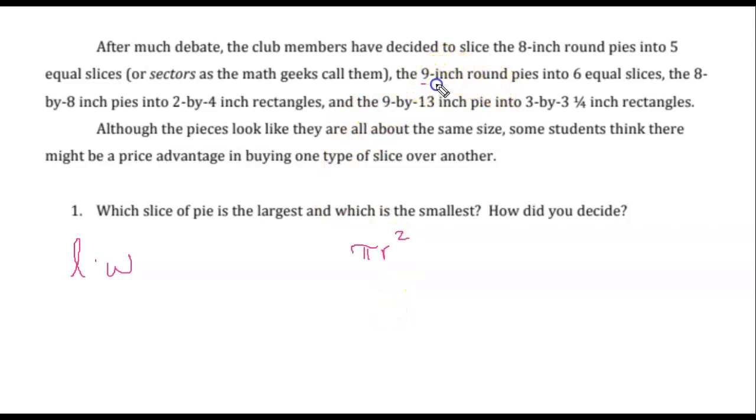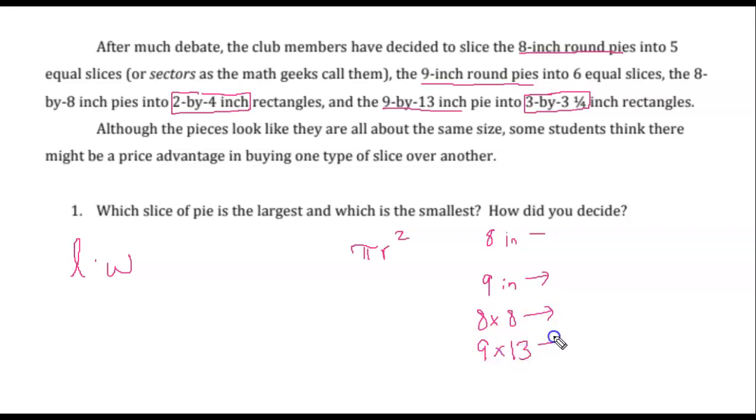Our round pie pans, we have a 9-inch round pie pan and an 8-inch round pie pan. And then we have a square and a rectangle, which are both rectangles. One is a 9 by 13-inch rectangle and the 8 by 8-inch pan, but we know the slices are 2 by 4 inches and 3 by 3 1/4 inches. So we want to compare each one of these pie pieces to see which one's bigger. So we have our 8-inch pie pan, our 9-inch pie pan, the 8 by 8 cake pan, and the 9 by 13 cake pan. These two are circle pies, and these two are rectangular pie pieces. So let's find our rectangular pie pieces first.